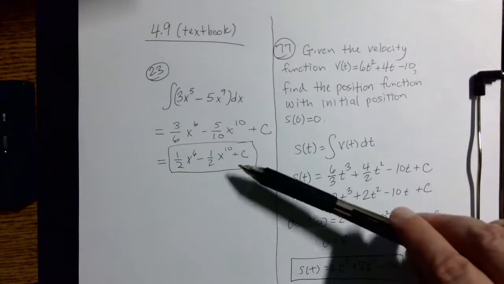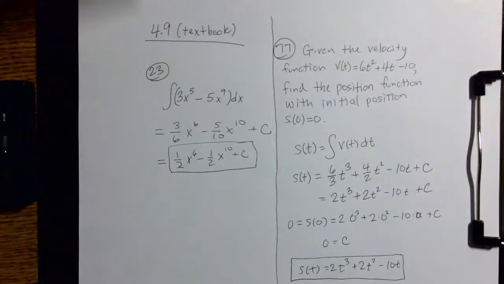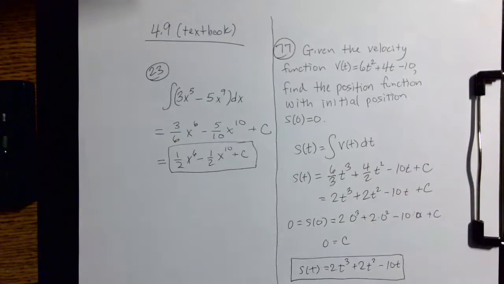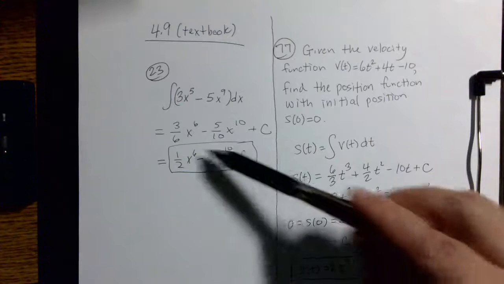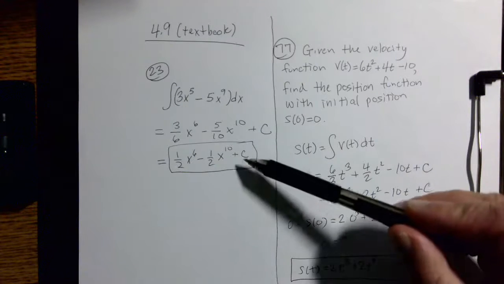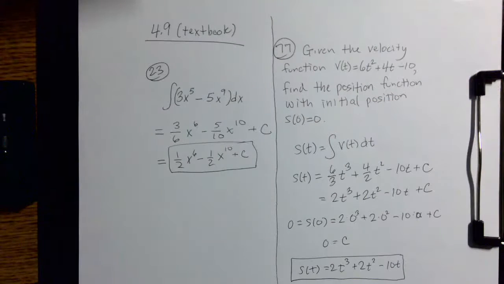The test to make sure we get the right answer is if you take the derivative of this polynomial that I have boxed here, it'll get you back to 3x to the 5th minus 5x to the 9th. So that's how you can check whether you have the right set of antiderivatives.